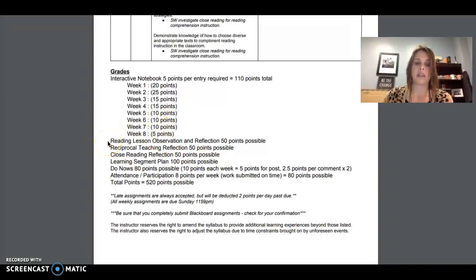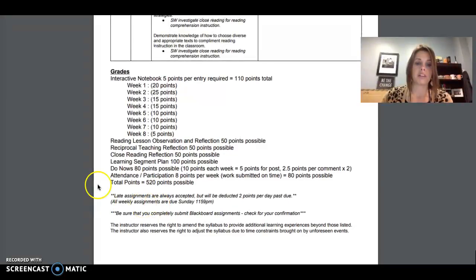You're also going to have a reading lesson observation and reflection, a reciprocal teaching reflection, and a close reading reflection, and those are two types of reading comprehension instructional strategies. Then a learning segment plan, and your do nows, which are like your discussion boards, and then your attendance, which is mentioned here. So we'll have a total of 520 points for our term.